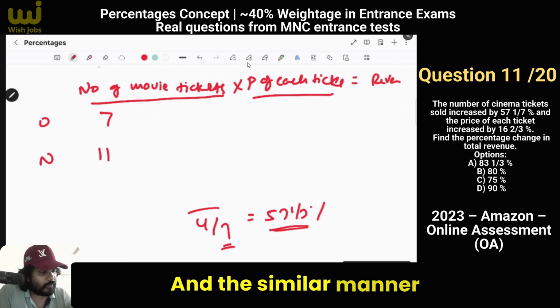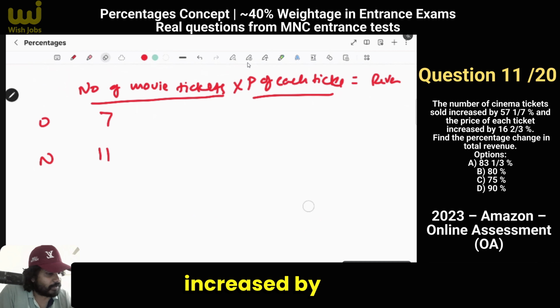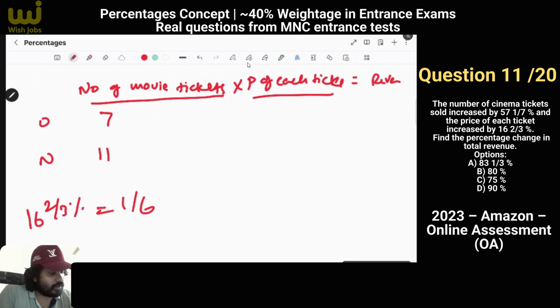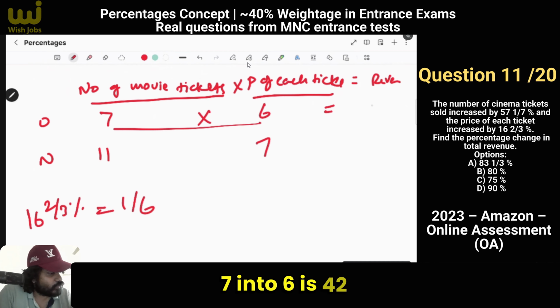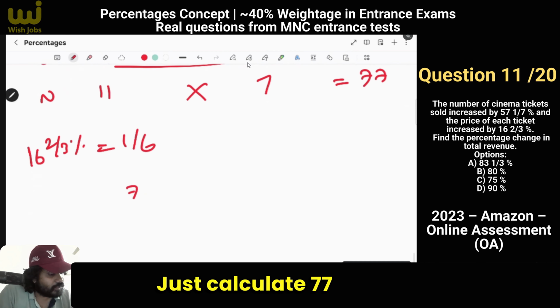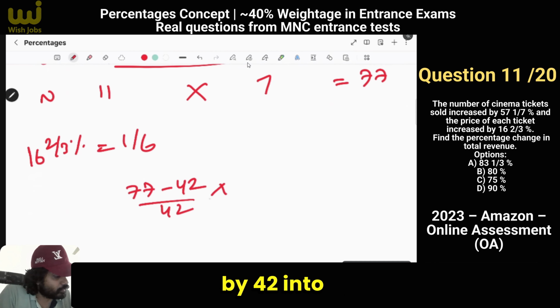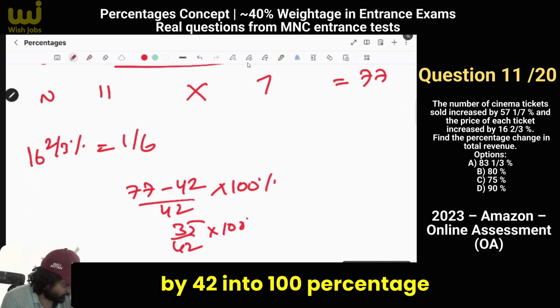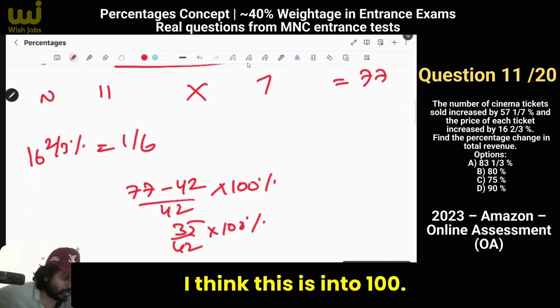Okay, and in the similar manner the price of the ticket also increased by 16 2 by 3 percentage, which is 1 by 6. So previously it used to be 6, the new it increased one more, so it became 7. So what is the revenue? 7 into 6 is 42 is the previous revenue. 11 into 7 is 77 is the new revenue. Just calculate 77 minus 42 by 42 into 100 percentage. Okay, so this is 35 by 42 into 100 percentage. I think this is into 100.